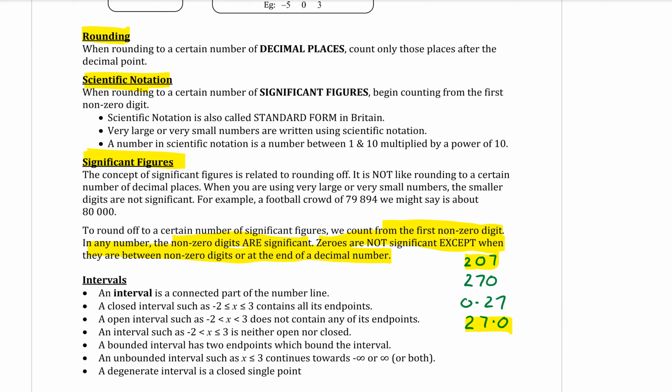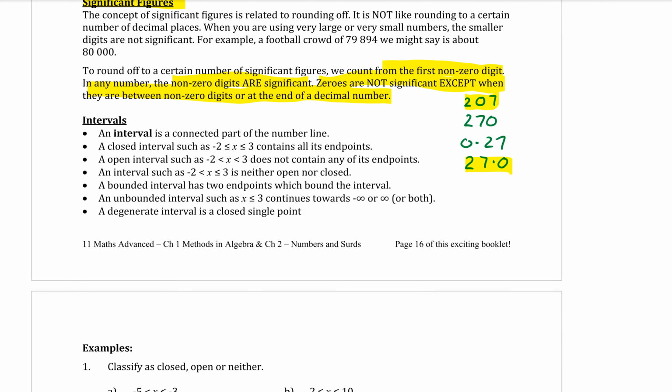Intervals. This is something a little bit new, at least the naming part is. An interval is a connected part of a number line. Remember when you draw those little number lines, you put the dots at the end and you connect up? That's what we call an interval.